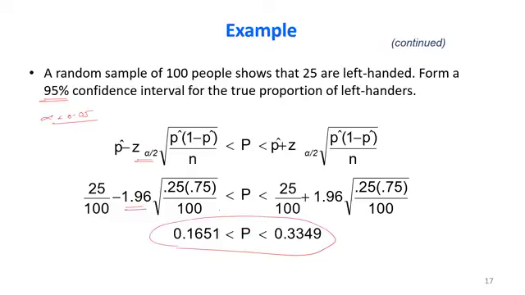Now with 95% confidence interval, I can state that somewhere 16% to 33% of the people are left-handed. That kind of a statement I can pass for the particular population. So I'll take a pause. Is this clear, everyone?